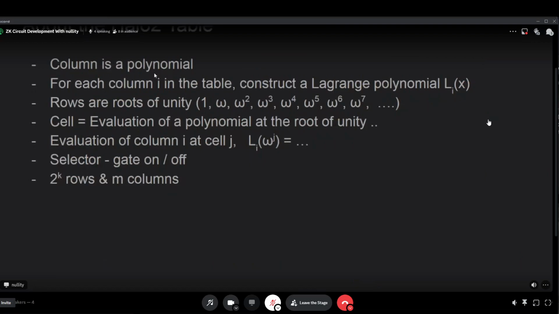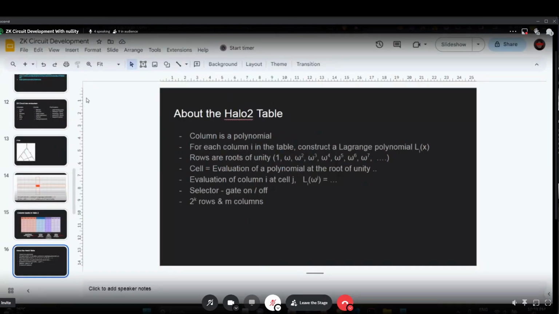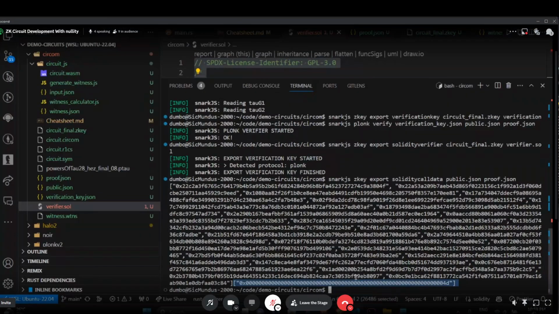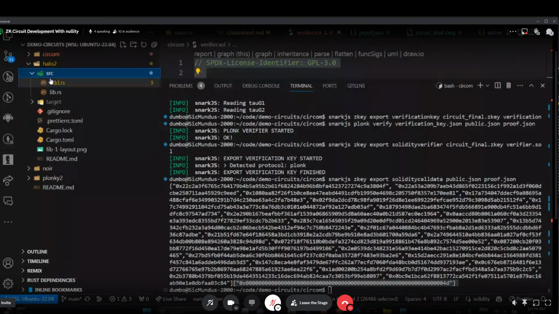Just doing a recap, every column is a polynomial. So all the witness values you have boil down to polynomials. Okay, this is very technical. I shouldn't have done this. Yeah, and if you want to have a look at the Halo 2 circuits, I have that as well. So let's just close the Circom one and go to Halo 2.